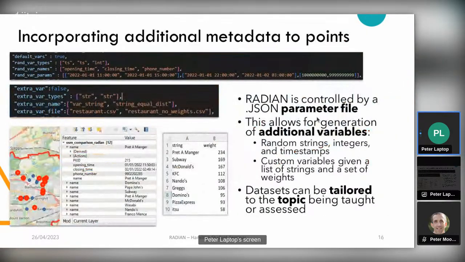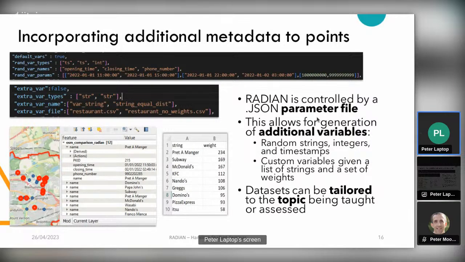So another thing in terms of wanting these data sets to be realistic is having metadata. Particularly for a classroom setting, if you want to give a class a data set and have them test out, say, SQL queries or spatial joins or things like that, it's a bit more immersive to have data that actually seems to represent something real. So in this case, if we wanted to generate a data set of fake fast food restaurants, Radian lets you do that.